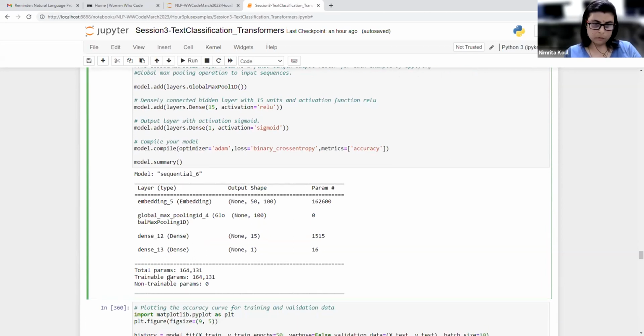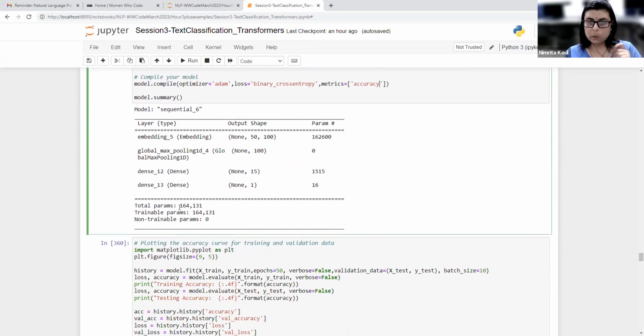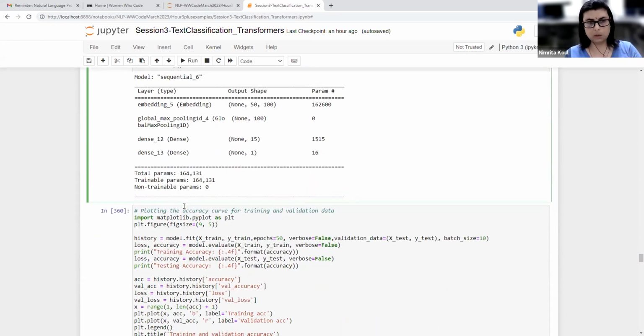Here is the summary of what your model looks like. It has first layer, which is an embedding layer. Then it has a global max pooling layer. Then it has one hidden layer, which contains 15 nodes. And finally, it has one layer, which is the output layer. There are in all around 164,000 parameters, which will be trained in this deep neural network.